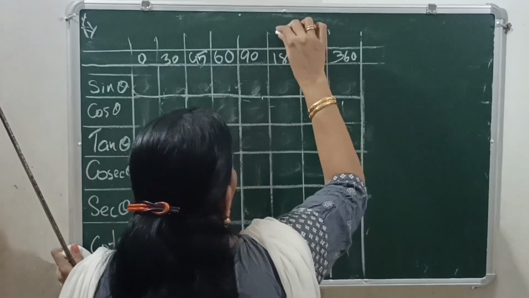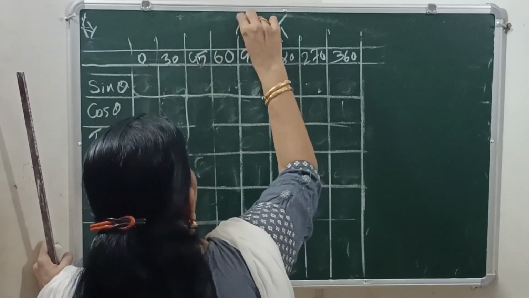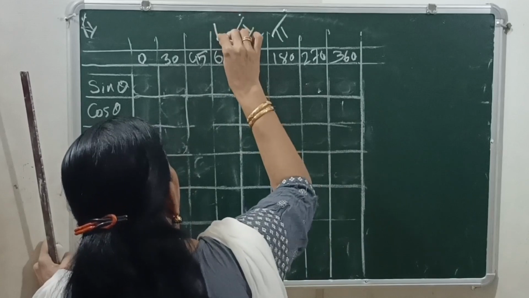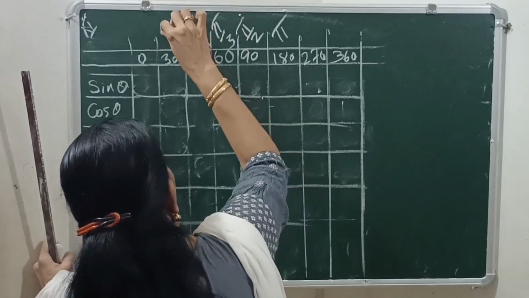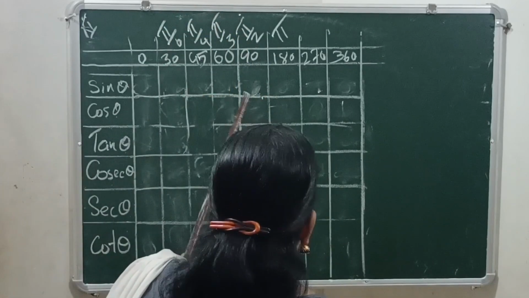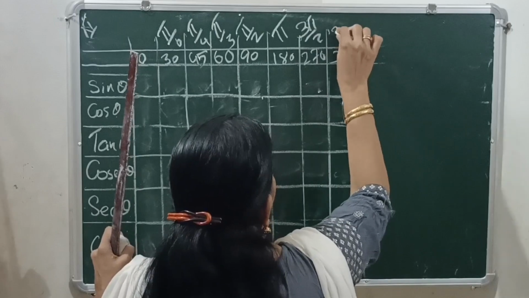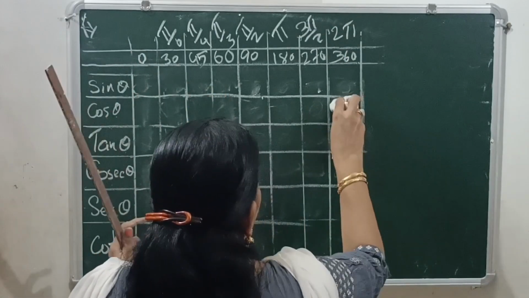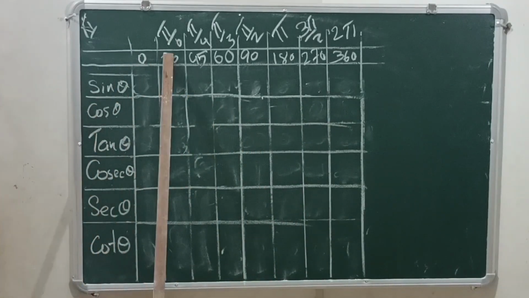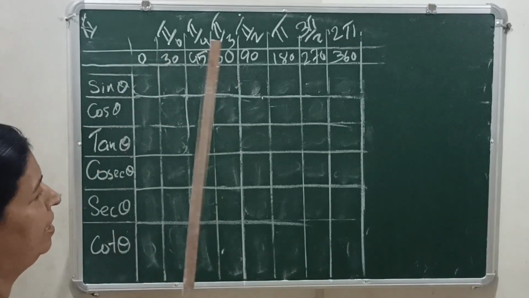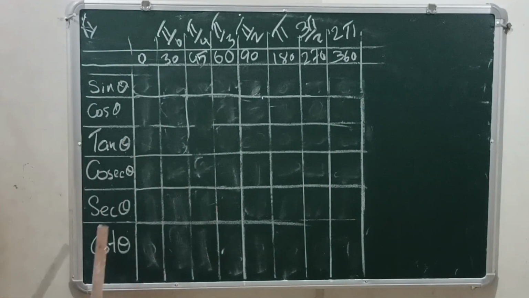Then we can write 180 as pi, 90 as pi by 2, 60 as pi by 3, 45 as pi by 4, 30 as pi by 6. Then 270 is 3 pi by 2, and 360 is 2 pi. Then we can study the table easily. Sin theta: sin 0, sin 30, sin 45, sin 60, sin 90, sin 180, sin 270 and sin 360, and so on. Cos, tan, cosec, sec, cot.